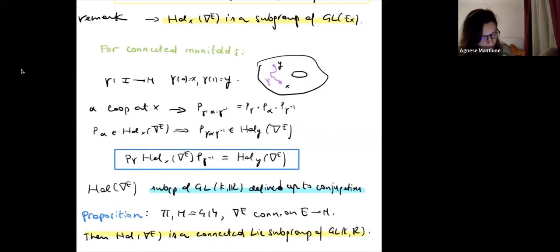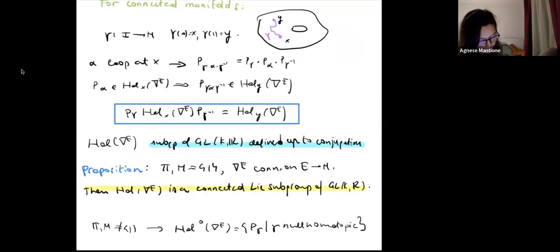Moreover, a nice property of the holonomy group is that it is a connected Lie subgroup if the manifold is simply connected. And if the manifold is not simply connected, we can still get a connected Lie subgroup, provided that we take the component of the identity. So we just take parallel transport maps of loops that are null homotopic.